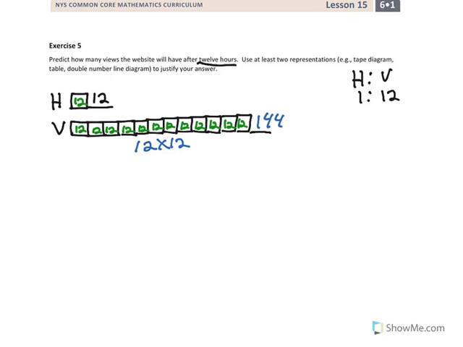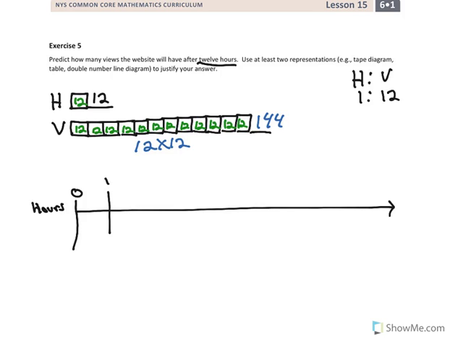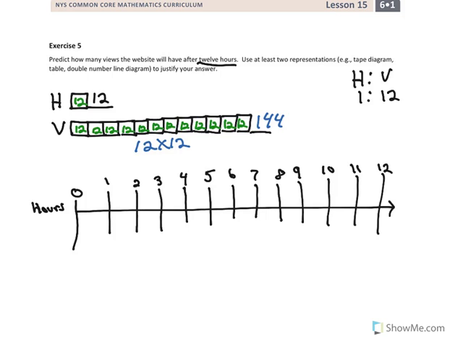Okay, so let's see if we can find the same information by doing a double number line. First, we'd start with our first number line, which has to do with our hours. So we draw a line. We'd start at 0. We'd label it hours. And we would write 1, 2, 3, and so forth. Go ahead and do yours. And so our hours will look a little bit like this.